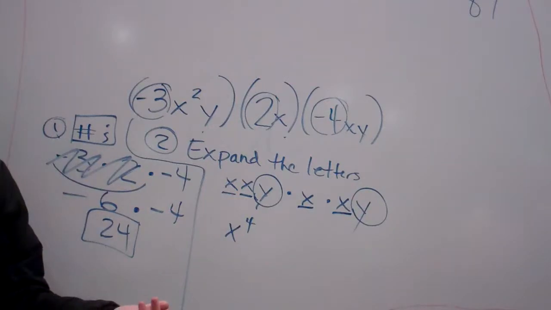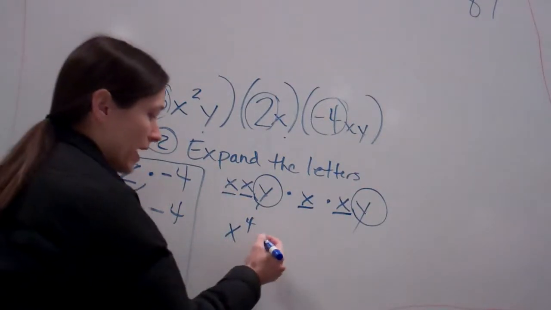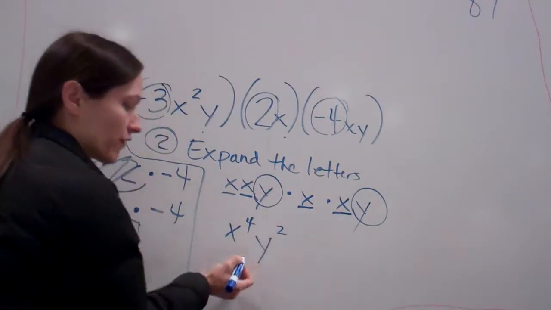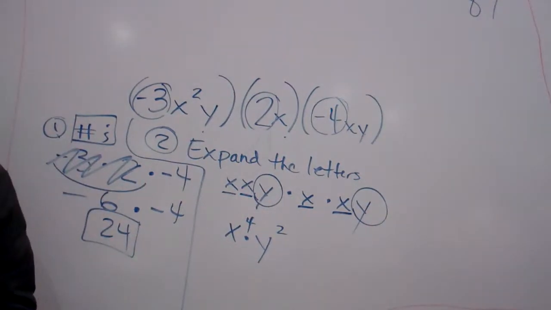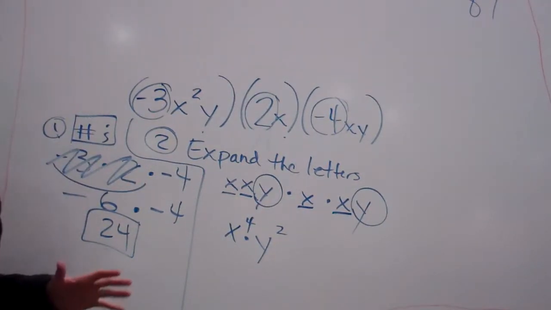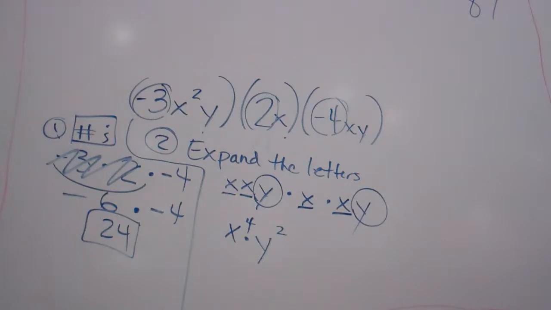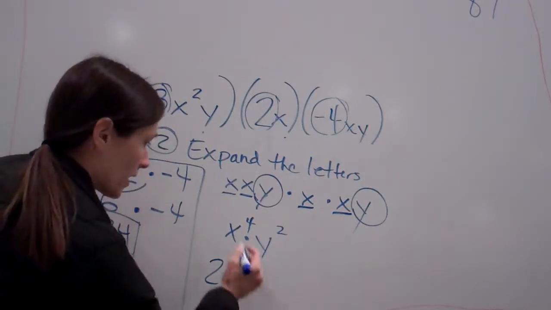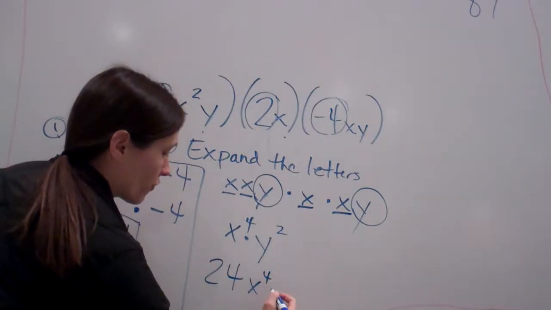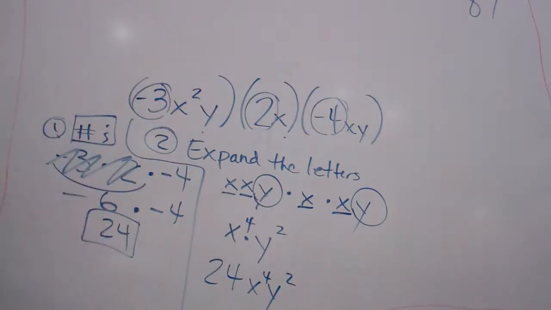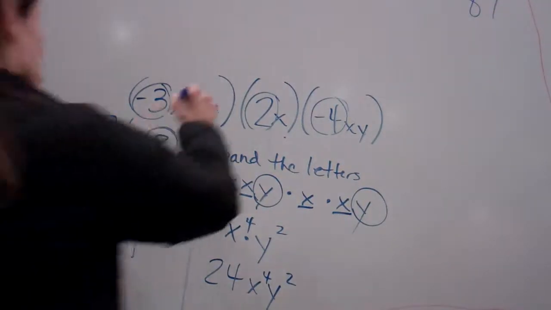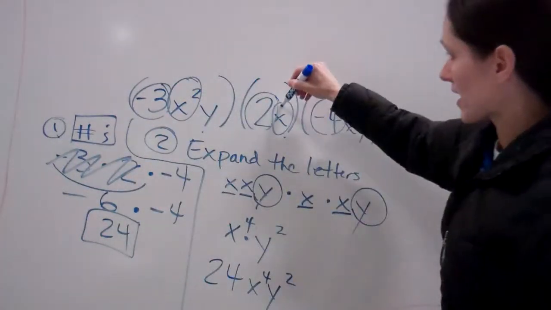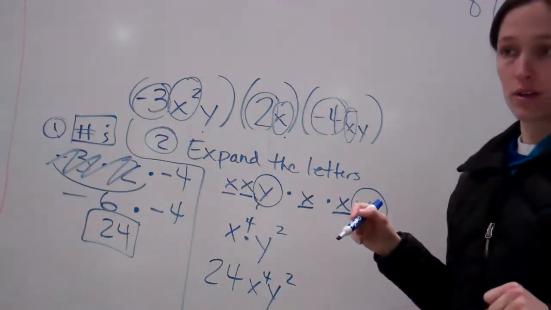So what would I put? y squared times y squared. If you want to put a times right there, you can. If that helps you, go for it. So now once I put it all together, the final answer is 24 x to the 4th power y squared. Well, there's only 3 x's. Nope. 2 x's here, 1 x, 3, 4.